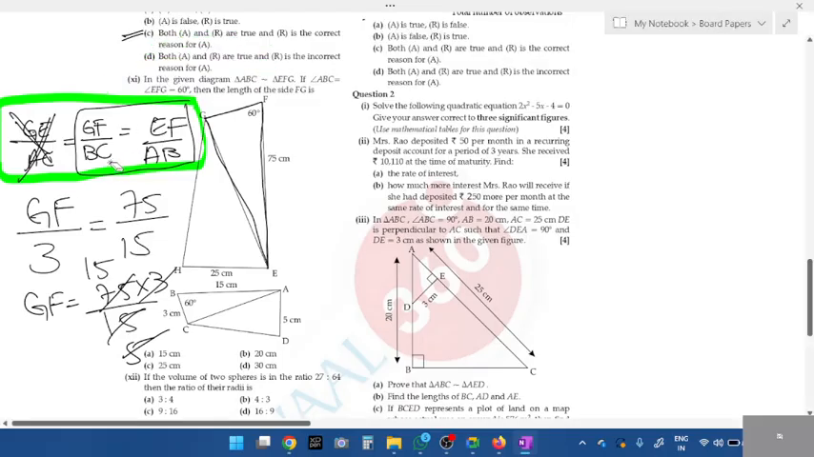So all the steps are not required. This is an MCQ question. All they need is A, B, C, D, any one value, students. So quickly write this similarity. Whenever you see similarity, use this formula, the proportionality theorem.